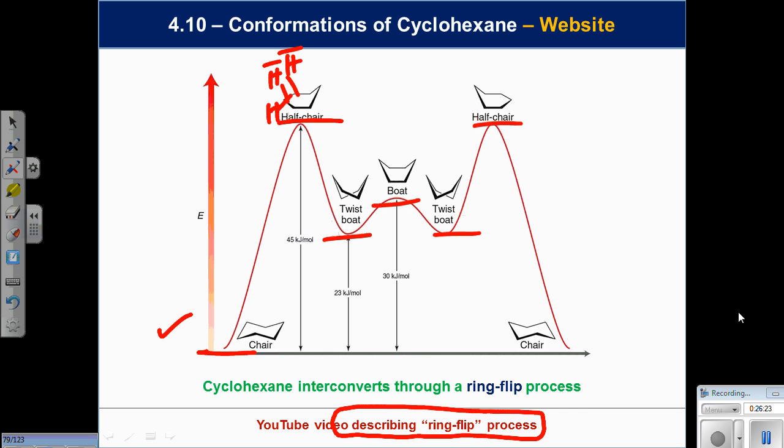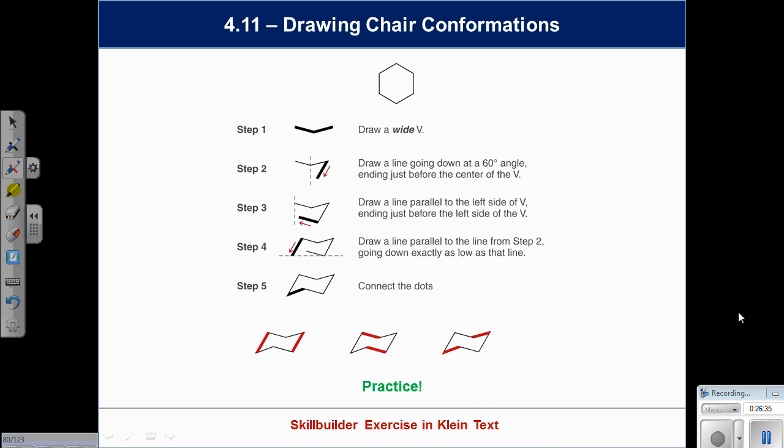That's a ring flip going from one side to the other. Chair, half chair, boat, this comes back down, this comes back down. That's all it is. Lazy boy going crazy. But we have to know how to draw this, and we have to know how to discuss it. That's the hard part. The book has a rather, I think, convoluted way of drawing this thing, so that allows you to come up with a decent picture every time.